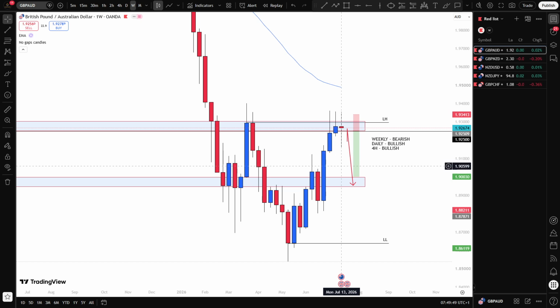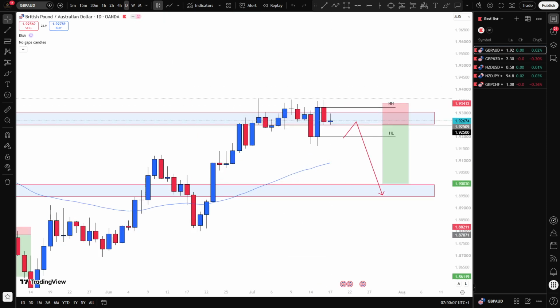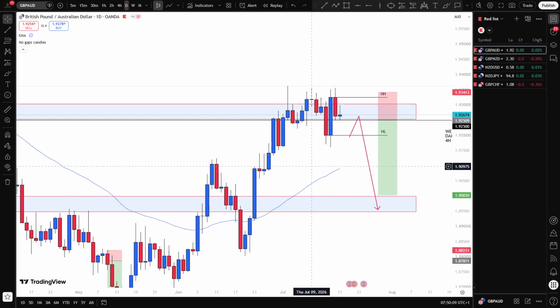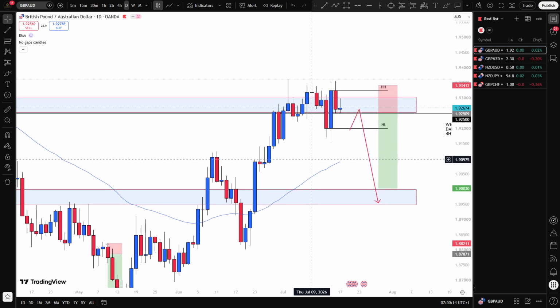But next week, I'm still interested in this trade because I'm anticipating this next week candle to fill this. So fingers crossed. Let's watch out what the next week will do. So moving on to the next pair.